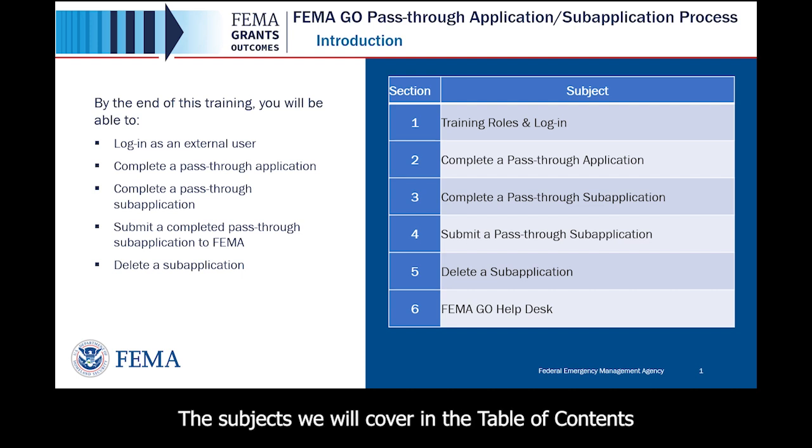The subjects we will cover in the table of contents include Section 1, Training Roles and Login, Section 2, complete a pass-through application. Section 3, complete a pass-through sub-application. Section 4, submit a pass-through sub-application. Section 5, delete a sub-application. And Section 6, FEMA GO Help Desk.